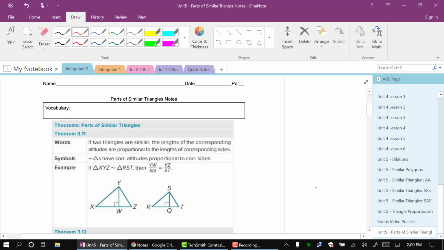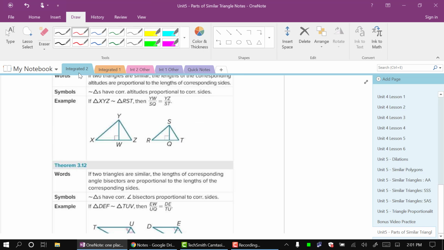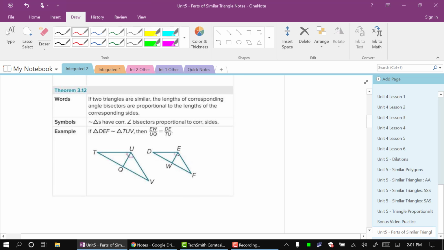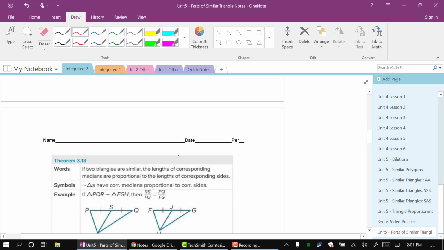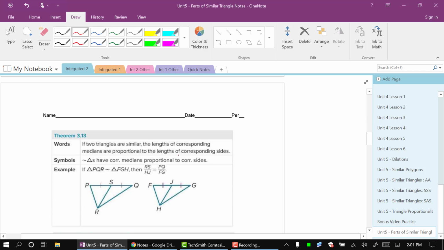Our next theorem is Theorem 312. Theorem 312 says that if two triangles are similar, the lengths of corresponding angle bisectors are proportional to the lengths of the corresponding sides. Our next theorem is Theorem 313. If two triangles are similar, the lengths of corresponding medians are proportional to the lengths of the corresponding sides.